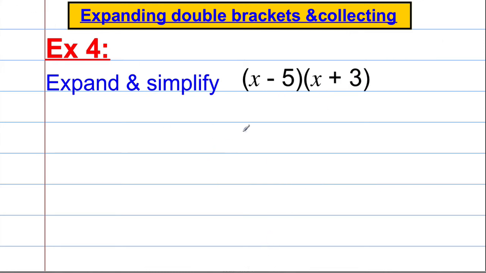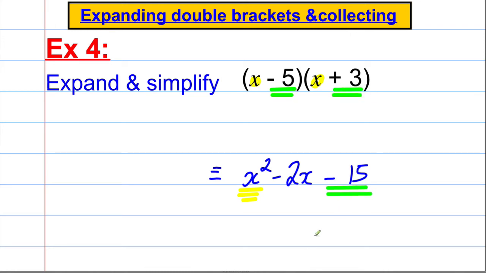Let's try another one. I'm going to tell you the answer is x squared subtract 2x subtract 15. I'd like you to just take a second to think how I got from here to here. Well, the x multiplied by the x gave me the x squared as before. Negative 5 multiplied by positive 3 gave me the negative 15. And lastly, negative 5 add 3 is negative 2, and that explains my negative 2x.